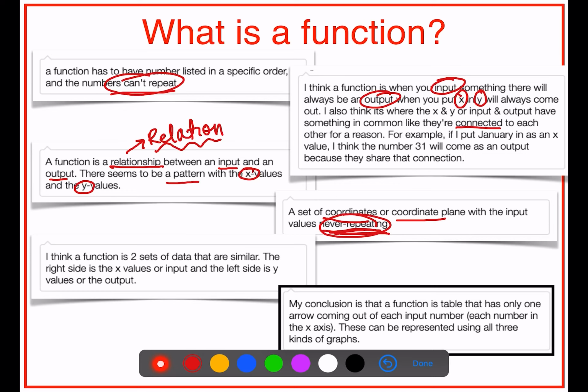I think a function is 2 sets of data that are similar. The right side is the X values or the input, and the left side is the Y values or the output. I really liked this one. My conclusion is that a function is a table, so it can be more than just a table, that has only one arrow coming out of each input. So each number in the X-axis. These can be represented using all 3 kinds of graphs. I really loved the connection about only one arrow coming out of each input.